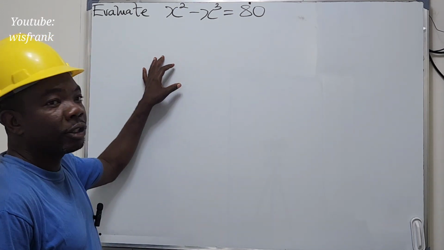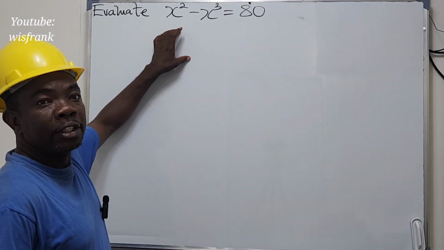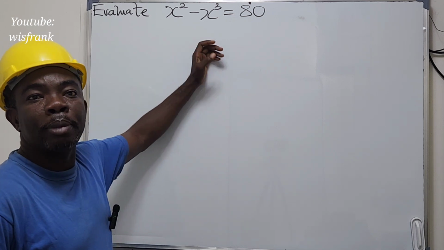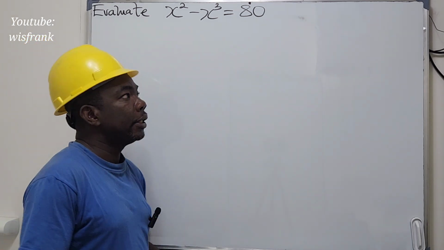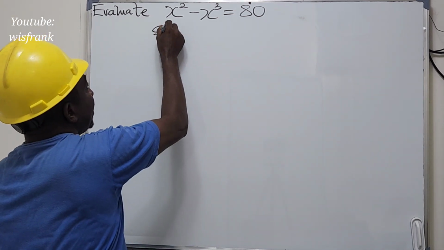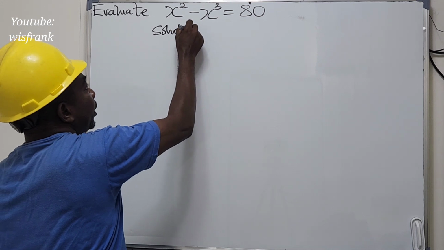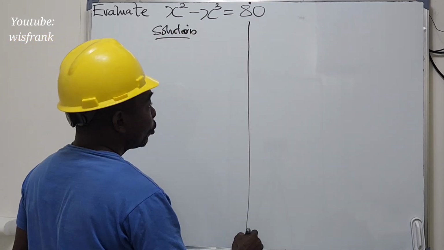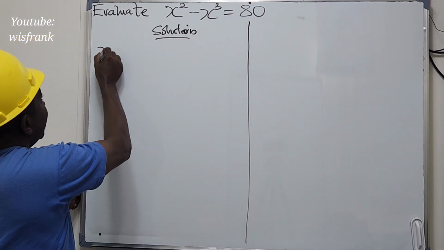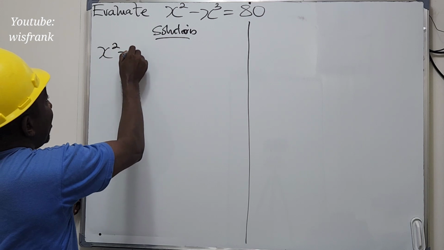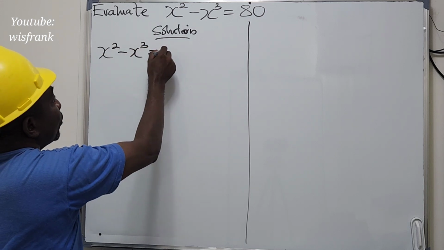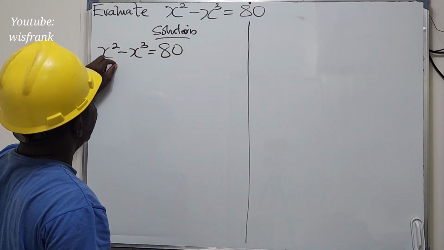Today we are looking at this question and it says, evaluate x to the power of 2 minus x to the power of 3 equals 80. So we are going to evaluate this question for us to find the solution of x. So from the question, we are given x to the power of 2 minus x to the power of 3 equals 80.